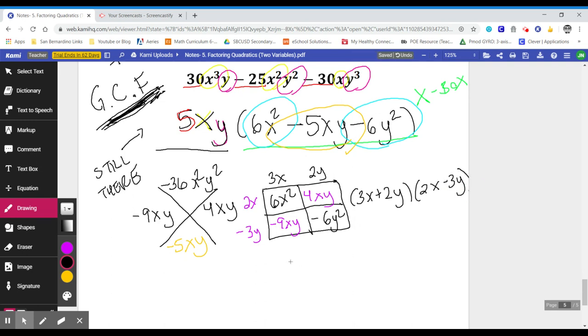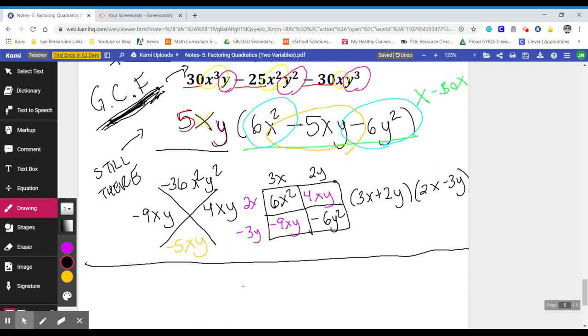Now, is that my final answer? No, hard no. It is not my final answer because that is not my original problem. So my original problem was this guy right there, right? The 30x to the power of 3y minus 25x squared y squared minus 30xy to the power of 3. So my actual answer is including the greatest common factor. So the final answer for this would be 5xy, because we had taken that on the outside in the beginning of the problem, multiplied by 3x plus 2y multiplied by 2x minus 3y.